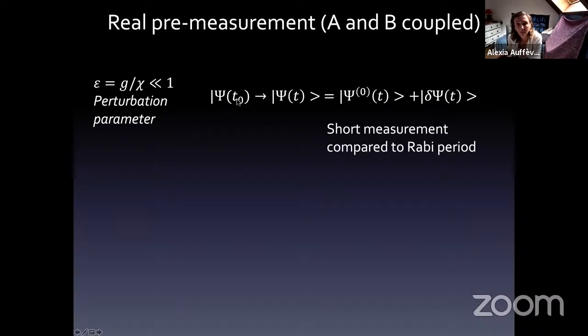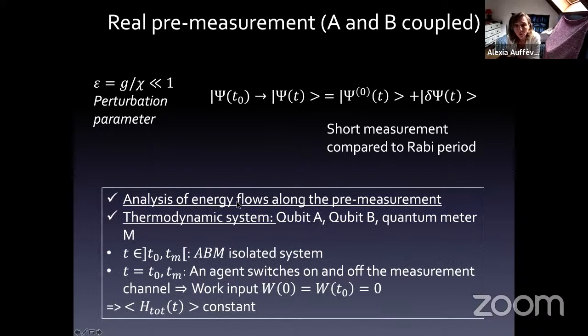So the evolution now of the 2 qubits and the quantum meter, we can describe it by using the perturbative approach, very simply, where at 0 order, the 2 qubits act as if they were not coupled. And at first order, we have a small term here that comes from the fact that actually the 2 qubits are coupled. And what we are going to do is to analyze the energy flow along this pre-measurement process.